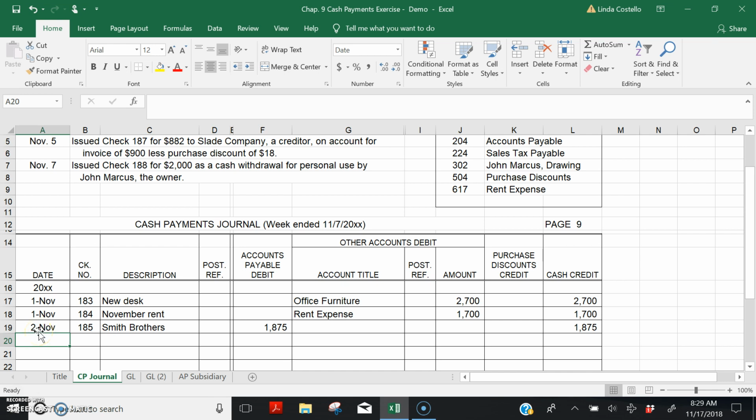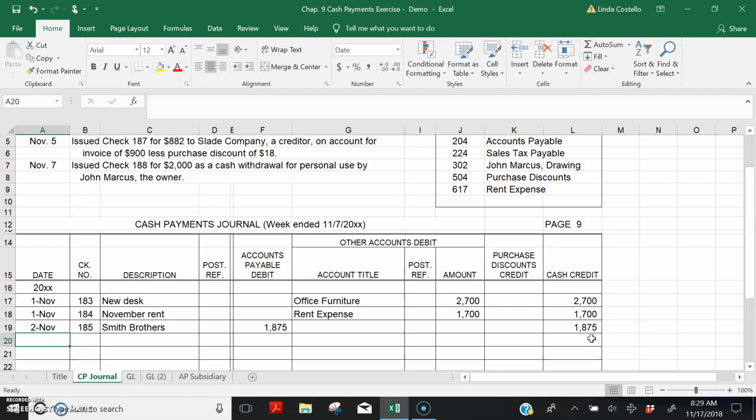Date November 2nd, check number 185, Smith Brothers, accounts payable debit $1,875, cash credit $1,875.